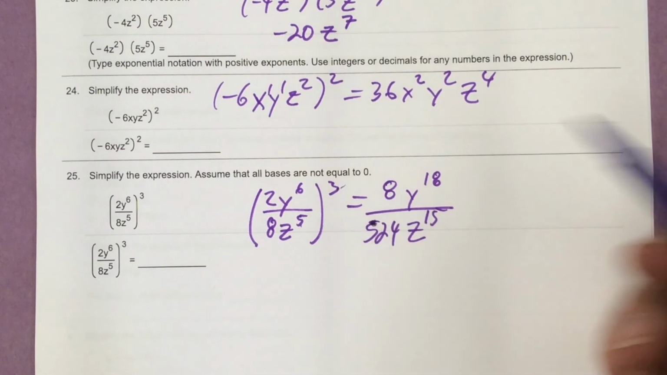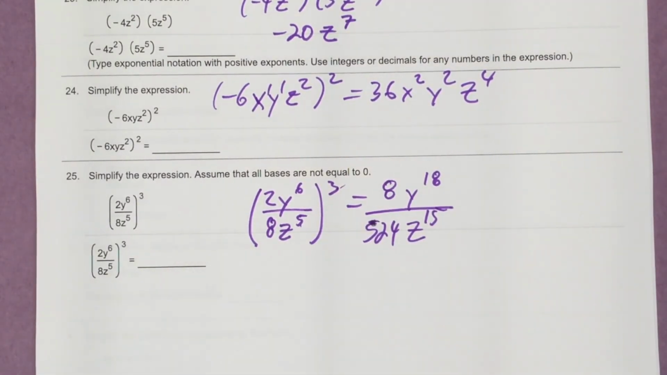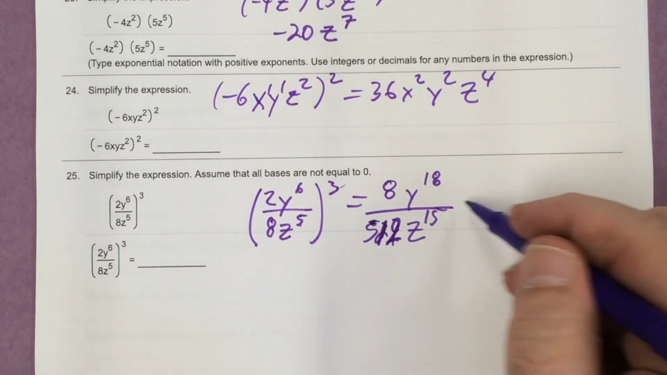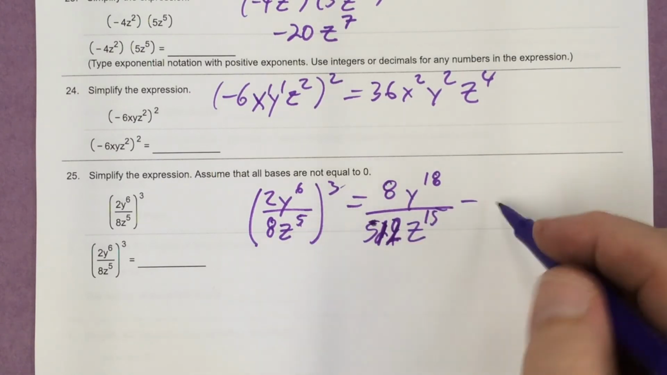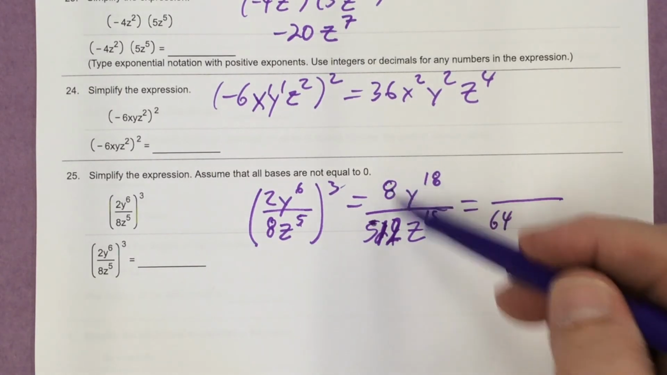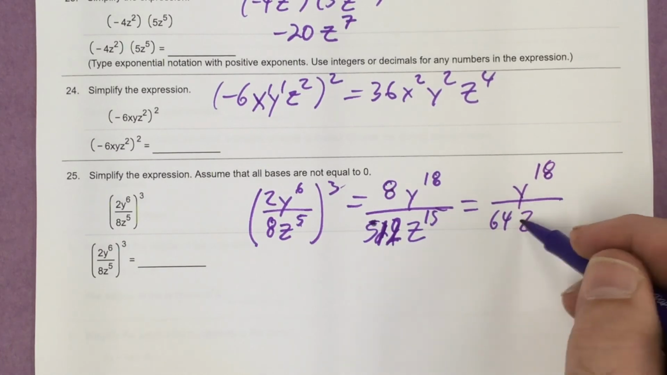Now, if I take 8 and divide it by 524, I'm not sure about that calculation. Let me check that quickly, ladies and gentlemen. I want to make sure I'm doing this correctly. So, hold on. 512. Okay, so this is going to be 512. If I take 8 and it divides into 512, this is going to give me a 64 below. So I'm taking this, dividing it by 8, taking this, dividing it by 8, and that's going to be y to the 18th over 64z to the 15th.